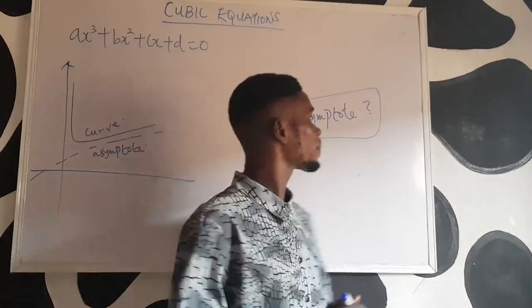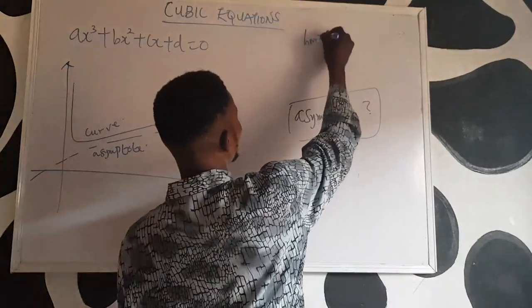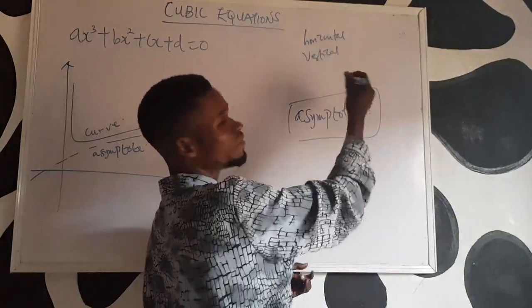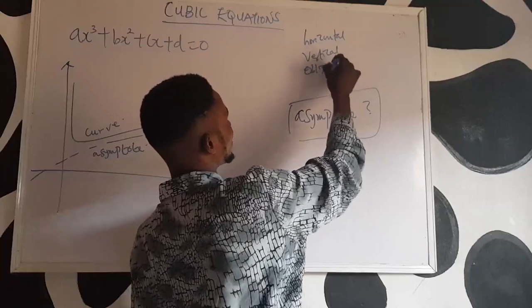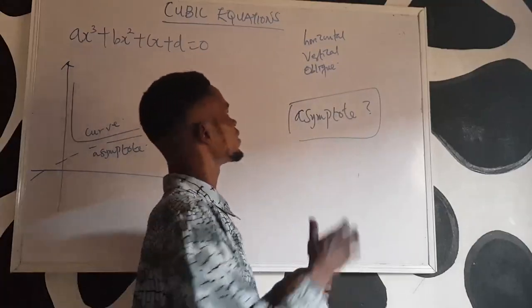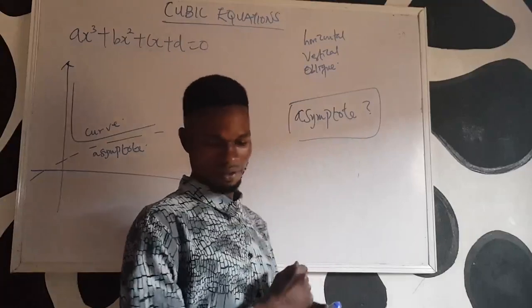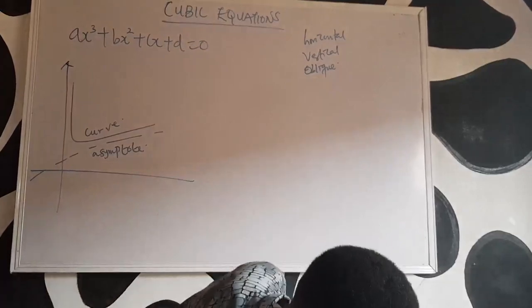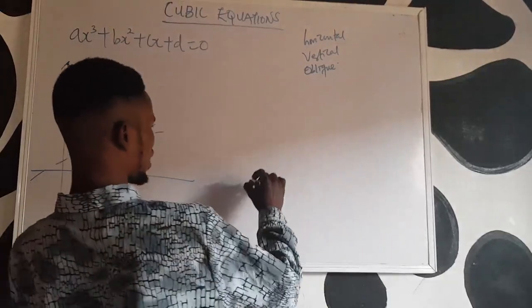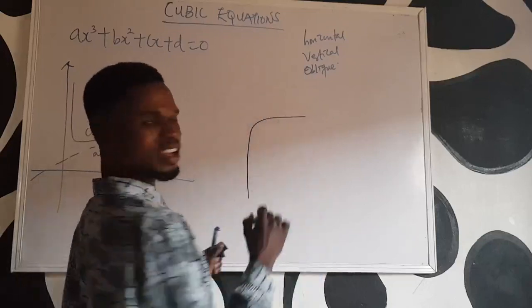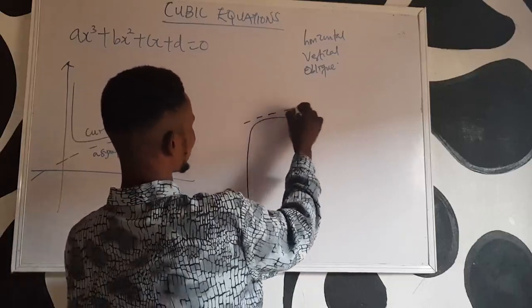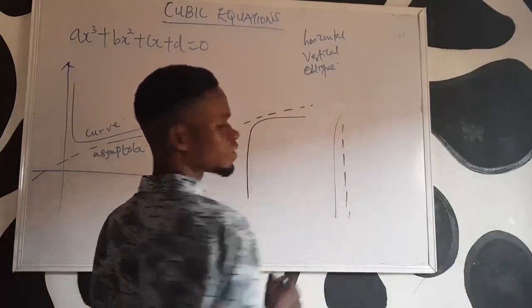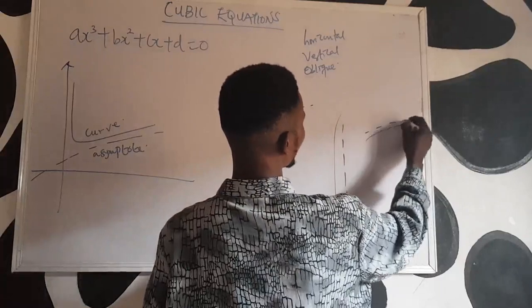So there are 3 kinds of asymptotes. We have the horizontal, we have the vertical, and we have the oblique asymptotes. Now let's take a sketch of this. Let me use a black pen instead. So this is the horizontal asymptote, this is the vertical asymptote, and this is the oblique asymptote.